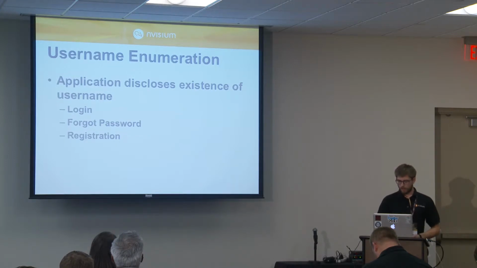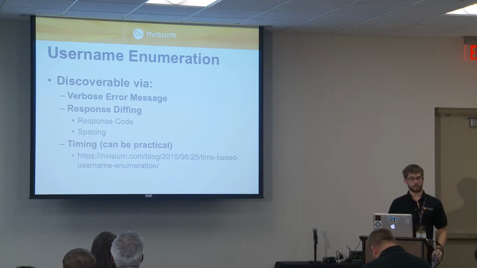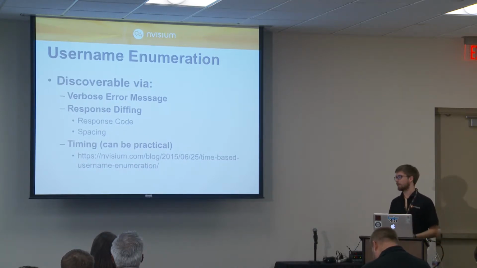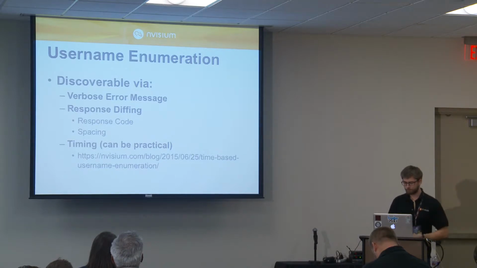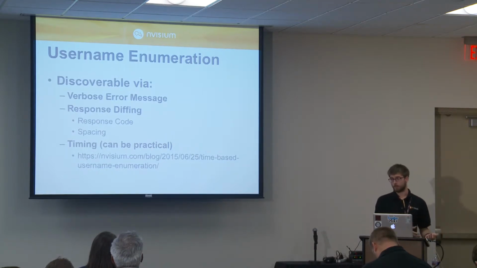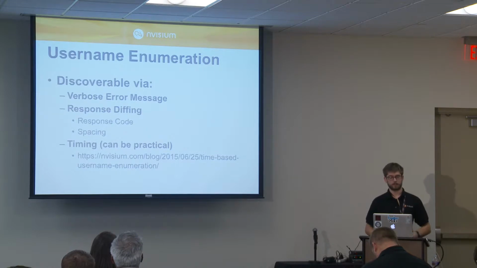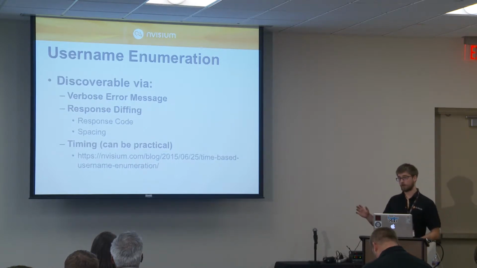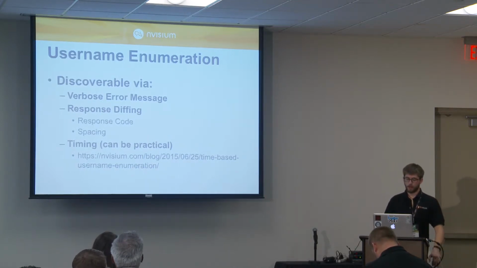So as an attacker, we can discover username enumeration by looking for verbose error messages. I'm sure everyone here has seen an error message at one point that says the username does not exist on the system, or incorrect password for username. And that tells us, okay, that username does exist on the server. Response diffing. Sometimes the page will respond slightly differently if the user account exists or not. It may be a response code. So you may get an HTTP 302 redirect if the account exists. You may get a 404, something along those lines.